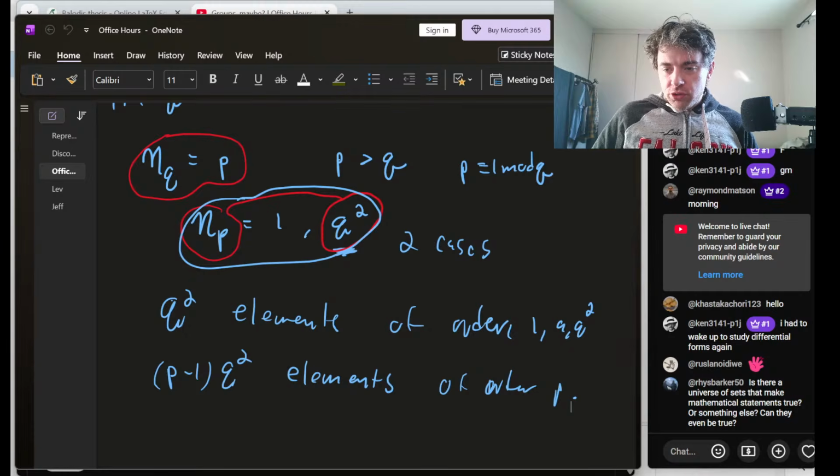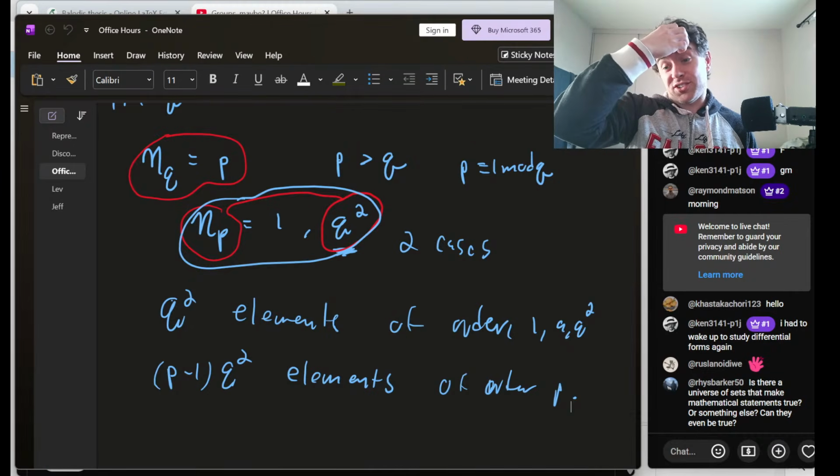Is there a universe of sets that makes mathematical statements true? Hmm? What do you mean by that? I think the short answer is no. I'm not sure what you mean by that. Can mathematical statements be true? Yeah. Depends how you define true, I guess.